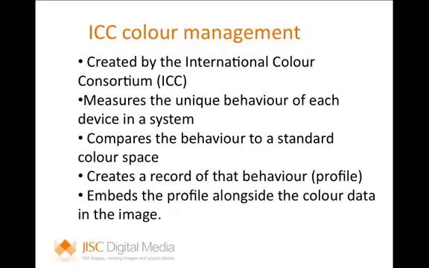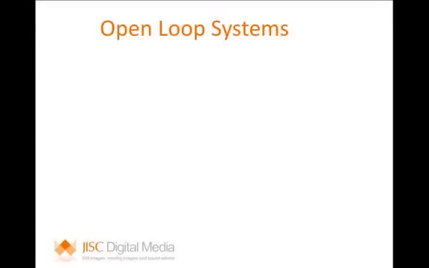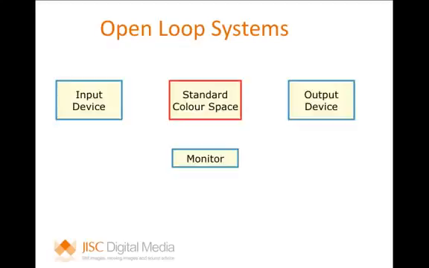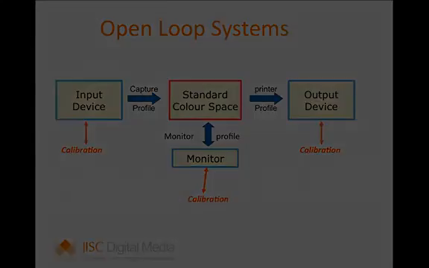Together they devised a process that could measure the devices used in the system and compare them to a standard colour space. The unique behaviour of each device is recorded in the form of a profile which can be embedded in an image. The open loop system, which is widely used today, requires calibration of each device in the system. This creates profiles which are used to give meaning to the colours in an image. With careful and consistent calibration, the open loop system can deliver the same high quality seen in a good closed loop system.